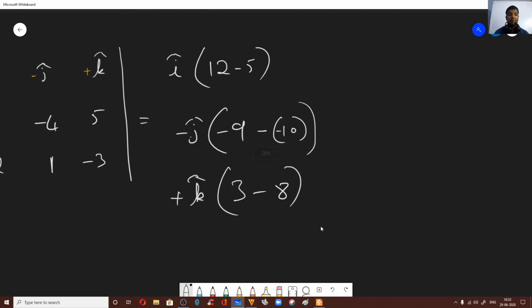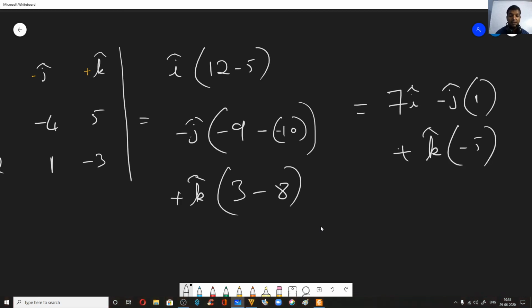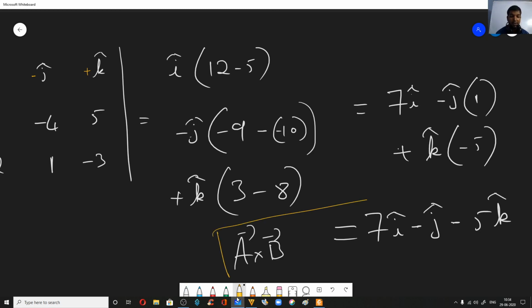So if you rewrite this properly, this is 12 minus 5, 7 i cap, correct? Then minus j cap into minus 9 plus 10, 1 we will get. Then finally plus k cap into minus 5. Otherwise you can write it as 7 i cap minus j cap minus 5 k cap. This is also fine. So this is the final result of your a cross b.